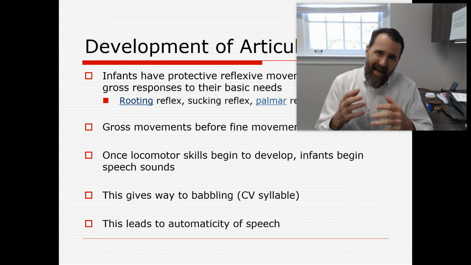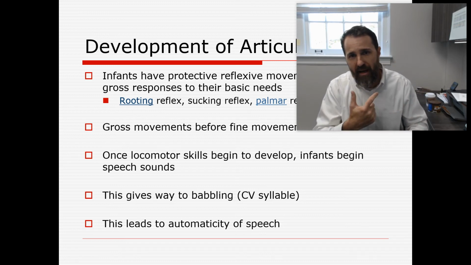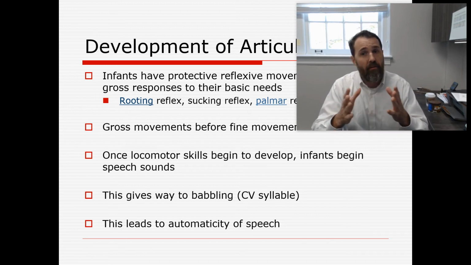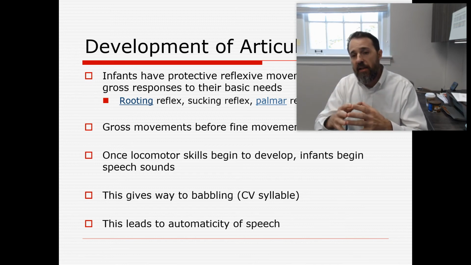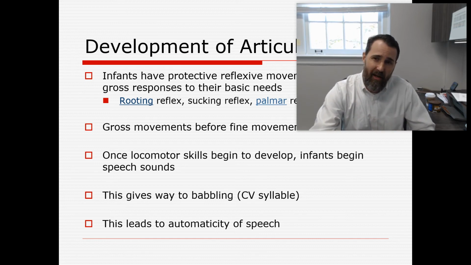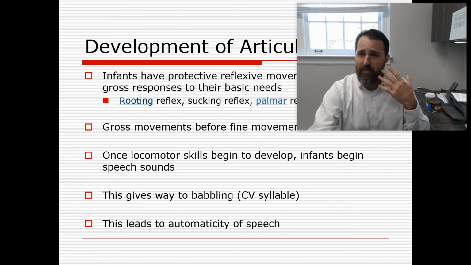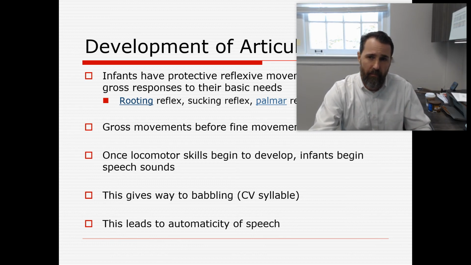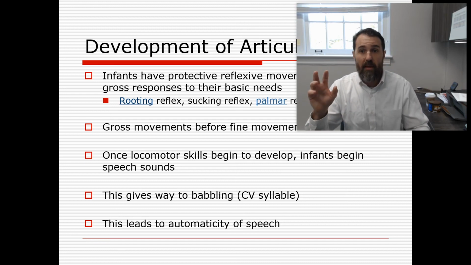But babbling is what that baby is doing. That is the work they're doing to learn how to move their mouth to articulate different phonemes. And babbling leads to automaticity of speech. And when I say automaticity of speech, I mean how as adults, when we're speaking, we don't have to troubleshoot how to produce each individual phoneme. So if I was to say the word ball, I don't have to think about, okay, here comes that B sound. I got to keep my lips together.